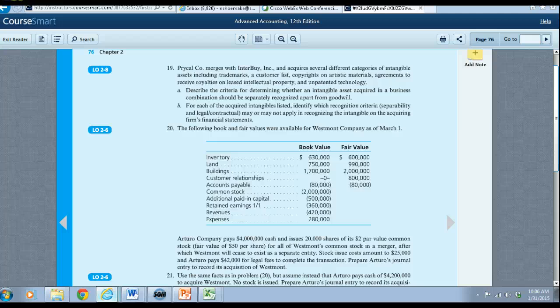The building's at $2 million. We'll add the customer relationships at 800,000. We'll have to show the accounts payable at 80. But we're going to need to figure out what we're showing in goodwill, don't we? So the way we're going to figure out what we're showing in goodwill is by determining what we are acquiring it for and what the fair value of all the assets is.